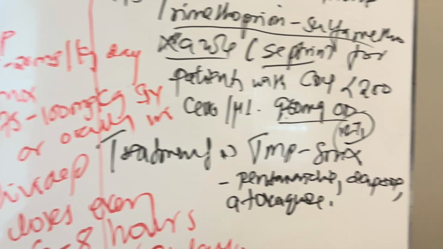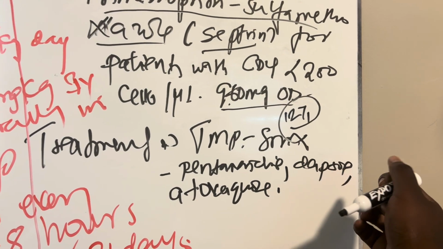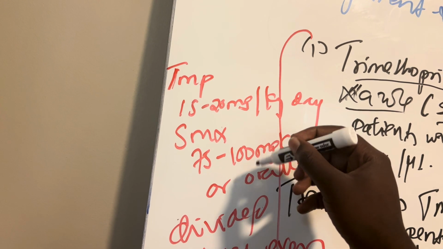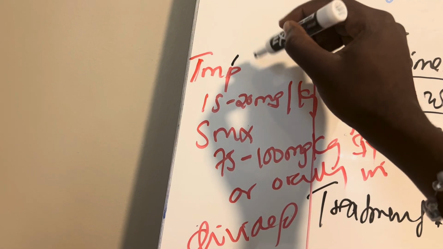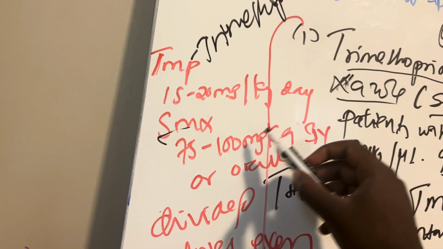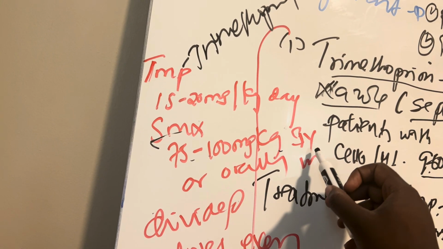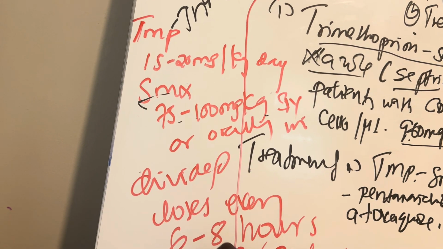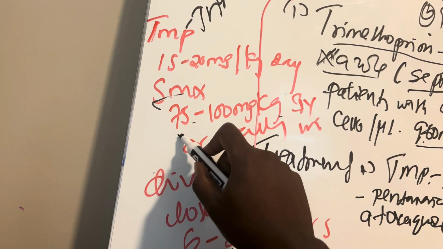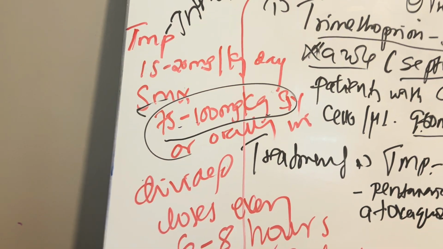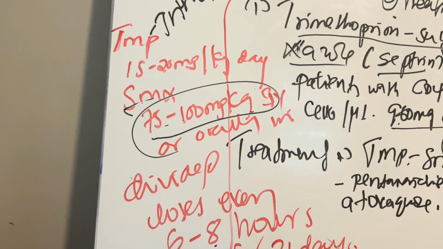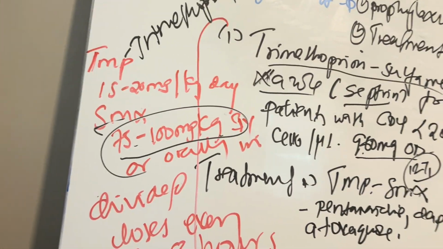So when it comes to treatment, the drug of choice is trimethoprim-sulfamethoxazole, Septrin, and the dose is usually 15 to 20 milligram per kg per day for trimethoprim, and for sulfamethoxazole 75 to 80 milligram per kg IV or orally in divided doses every 6 to 8 hours for 21 days. This is the total daily dose, and then you divide it. You can give maybe 3 times IV, but orally usually they give every 12 hours. But for treatment in severe cases they may give it even 4 times.